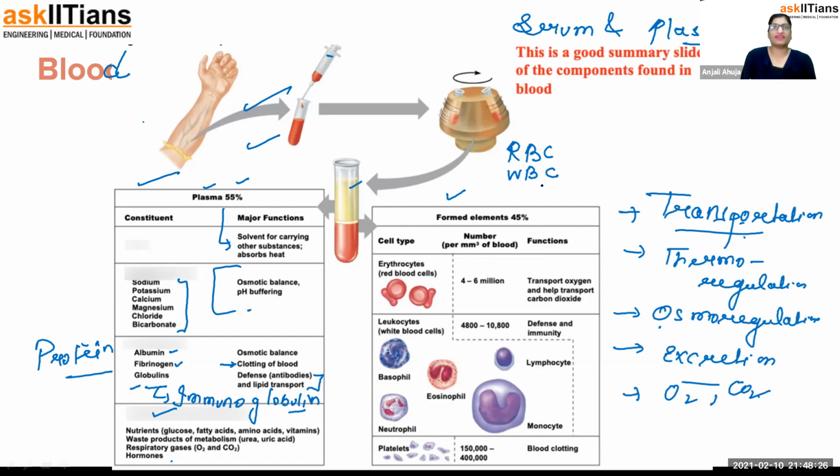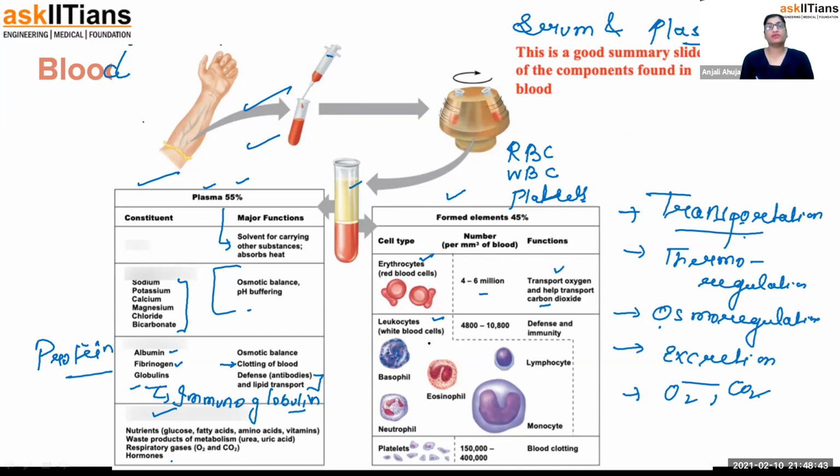White blood cell, white blood cell. Sorry, I'm saying that something is weird. Third is platelets. Talking about the RBCs, they used to have a number from 4 to 6 million. They transport oxygen and help transport carbon dioxide. I'm going to teach you this in detail, don't worry.